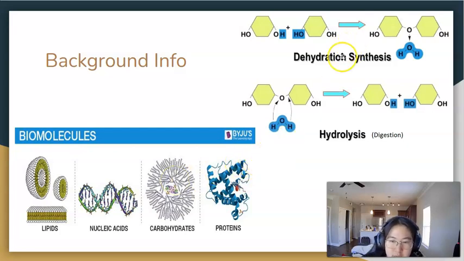So on the top right hand side, we see dehydration synthesis as well as hydrolysis. This is how we create polymers or break polymers down into monomers. With dehydration synthesis, we see the formation of a polymer from two monomers by releasing H2O. And we add H2O in hydrolysis in order to break down two monomers.